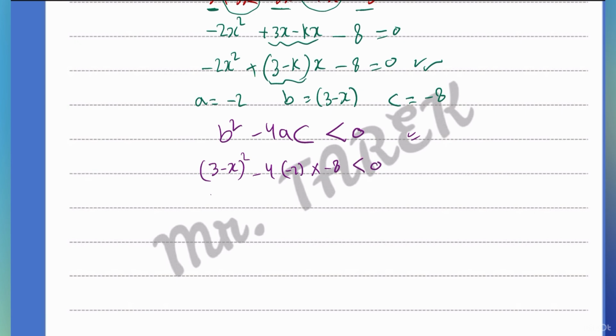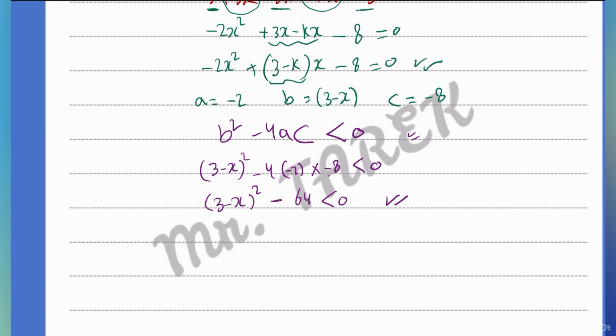Using the calculator, we put 3 minus k all power 2. Negative times negative equals positive, positive times negative equals negative, so the final answer is negative, or you can use the calculator. 4 times 2 equals 8, 8 times 8 equals 64, smaller than 0. This is the inequality in its simplest form.